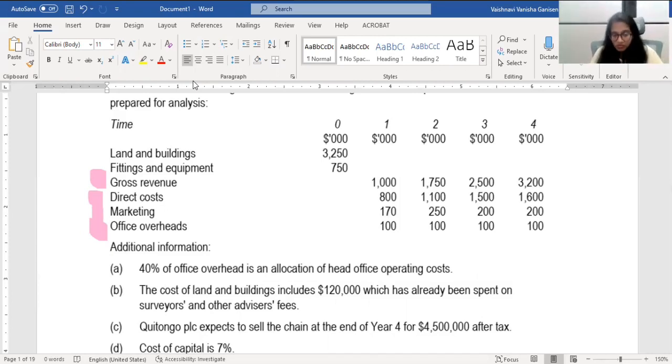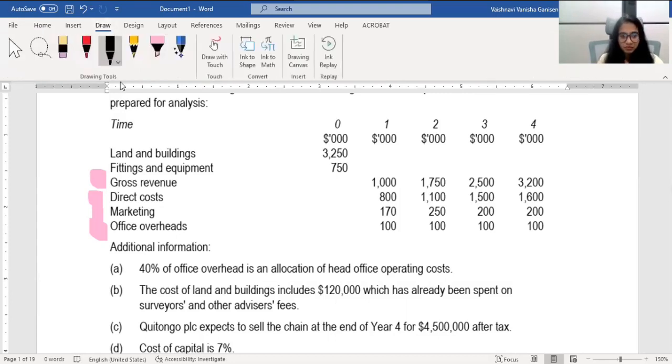Now, additional information. 40% of the office overhead is an allocation of the head office operating costs. So if you remember, an allocated cost is a non-relevant cost. So you have to exclude it from the calculation. You only include 60% of $100, which is $60. So all this cannot be 100 anymore. It has to be $60.